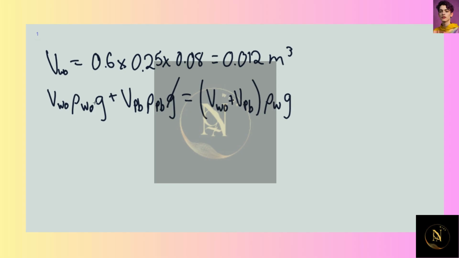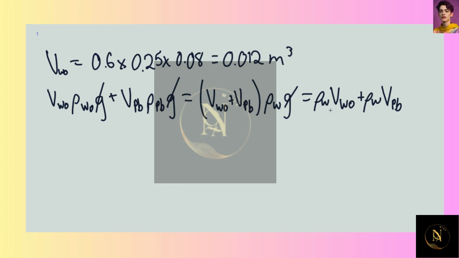So we can cancel these out and simply FOIL this and say the density of water times the volume of wood plus the density of water times the volume of lead.